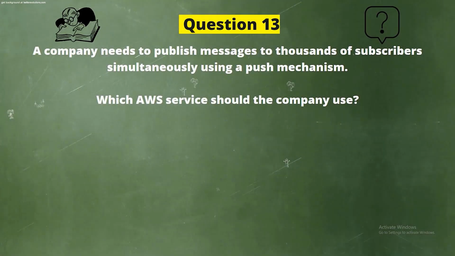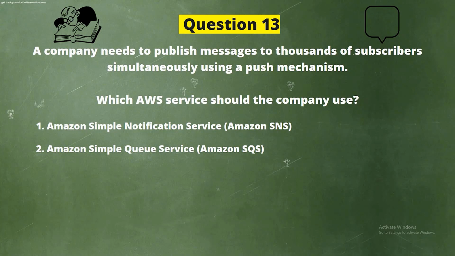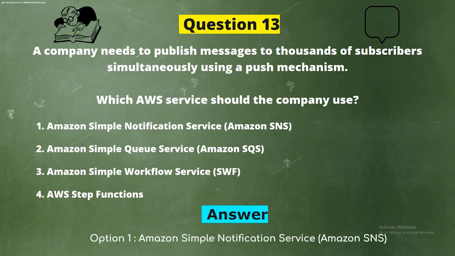Next question. A company needs to publish messages to thousands of subscribers simultaneously using a push mechanism. Which AWS service should the company use? And the options are: Option 1, Amazon Simple Notification Service, Amazon SNS. Option 2, Amazon Simple Queue Service, Amazon SQS. Option 3, Amazon Simple Workflow Service, SWF. Option 4, AWS Step Functions. And the correct answer is Option 1, Amazon Simple Notification Service, Amazon SNS.